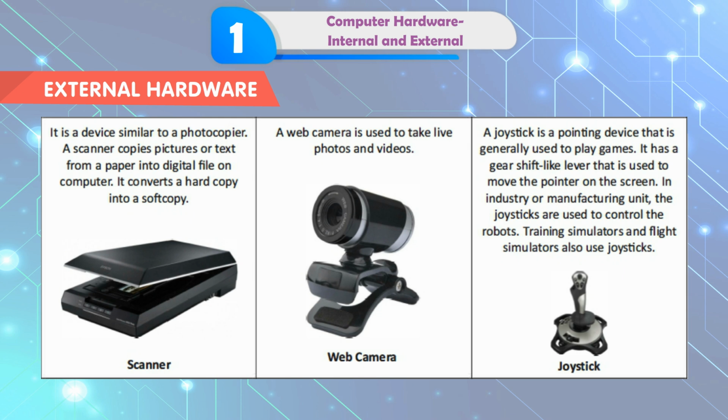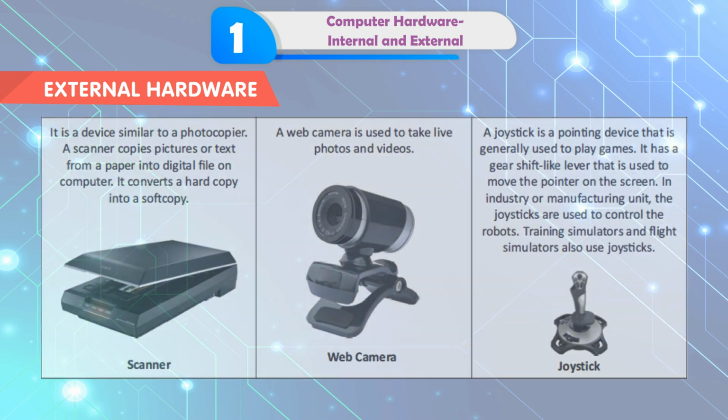Web camera. A web camera is used to take live photos and videos. Joystick. A joystick is a pointing device that is generally used to play games. It has a gear shift-like lever that is used to move the pointer on the screen. In industry or manufacturing units, joysticks are used to control robots. Training simulators and flight simulators also use joysticks.